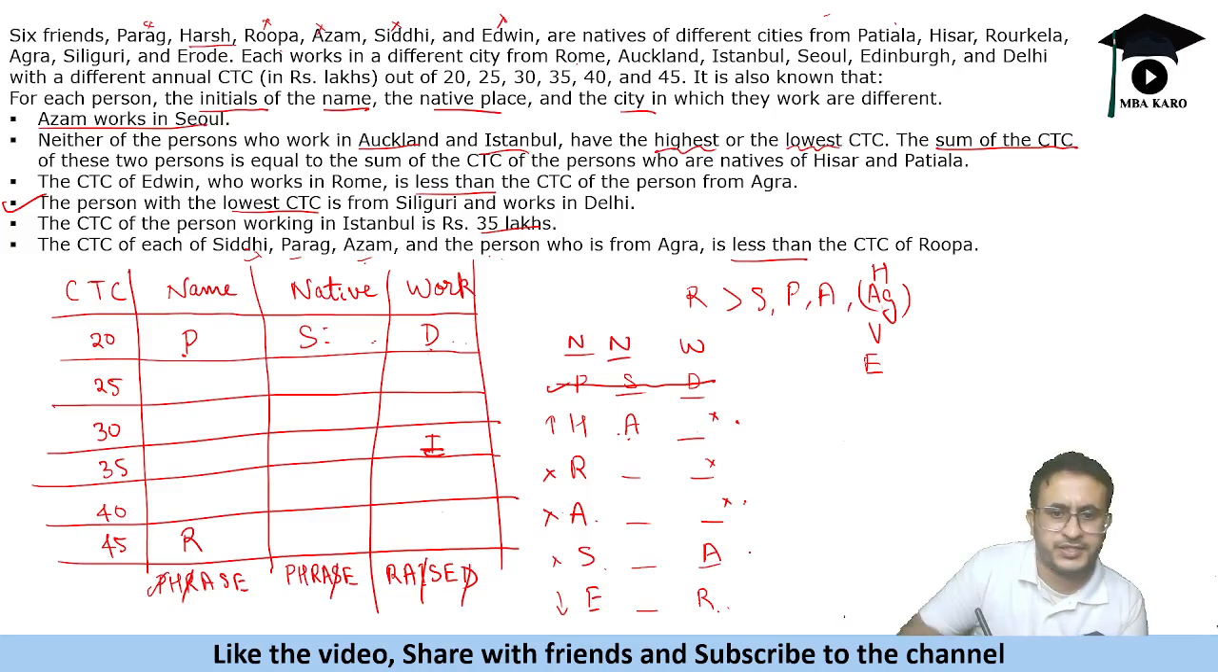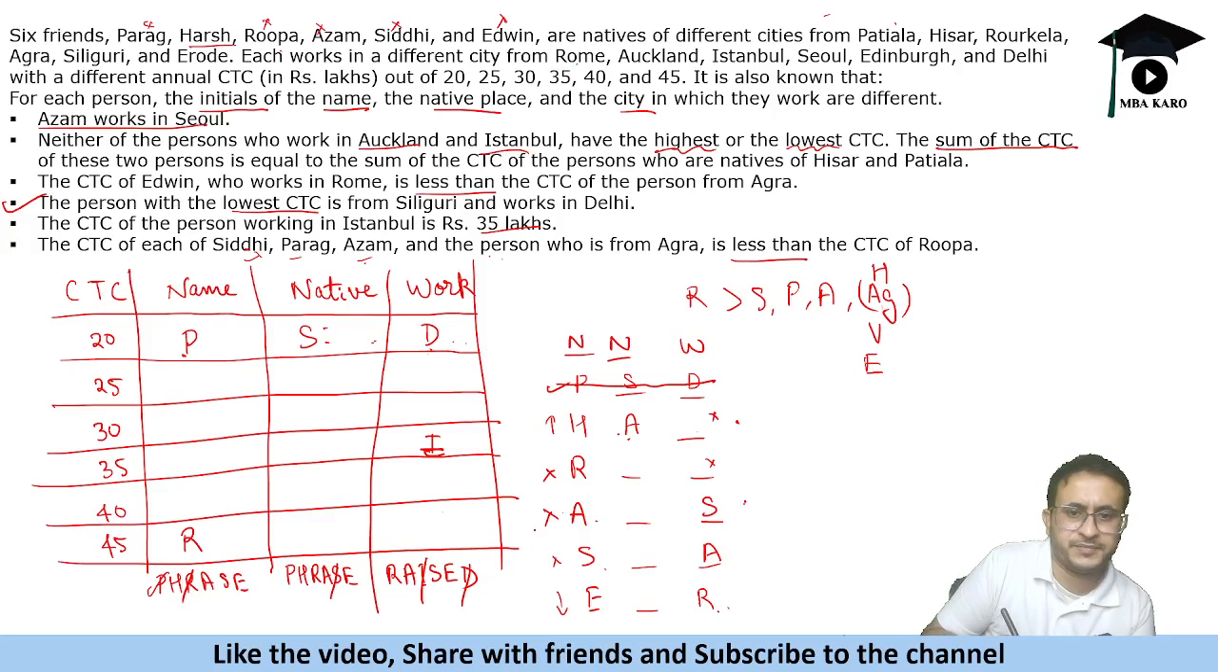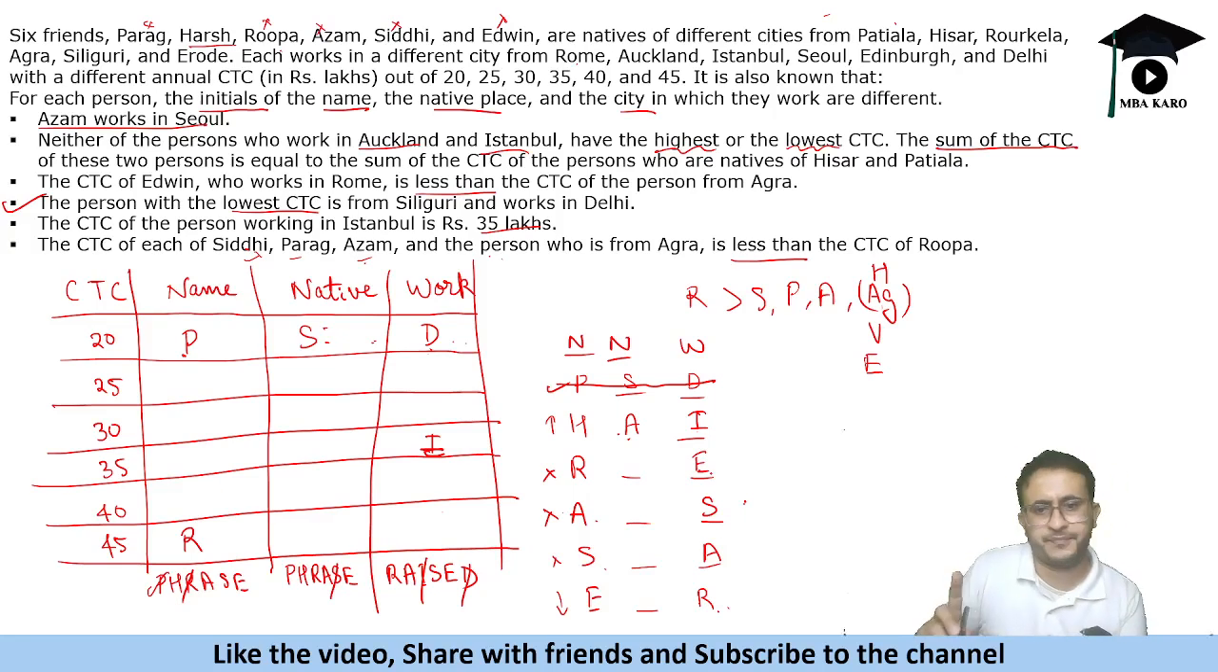Azam works in Seoul. Okay, so this is already done, right? Azam is Seoul. Then this means one is Istanbul, right? Istanbul cannot be the highest, so this is Istanbul, and the one city left is Raised. So this will be the order.